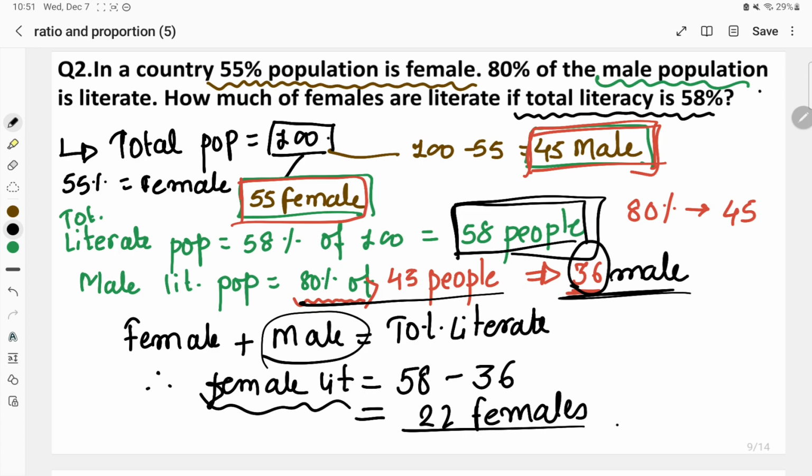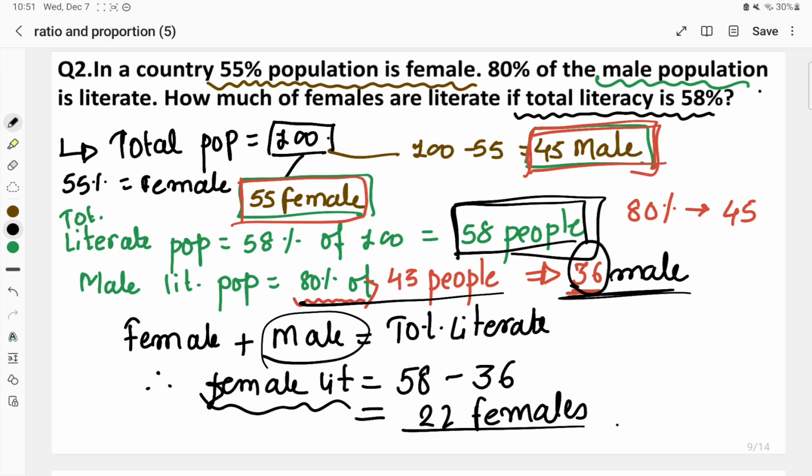Okay. Now this is the total female literacy from the population of 100 people. How have we calculated? Once again, look into the question. In a country, there were people, and the male and female literacy was mentioned in the question. What was given here? That 55% of the population is female, and among the males, whatever males are left, 80% are the literate population. We have to calculate how many females are literate.